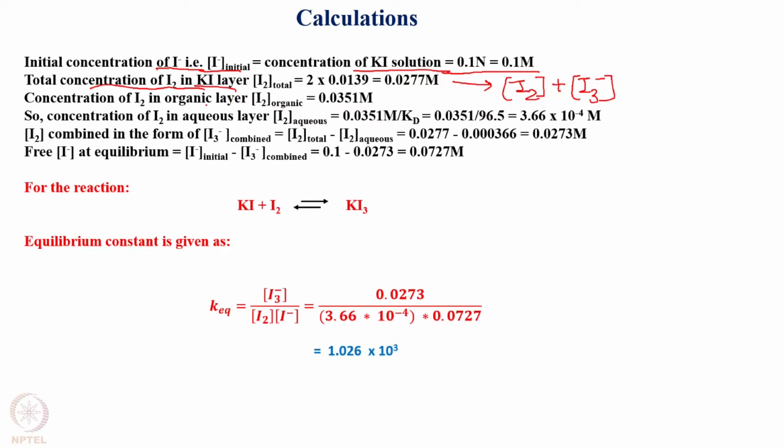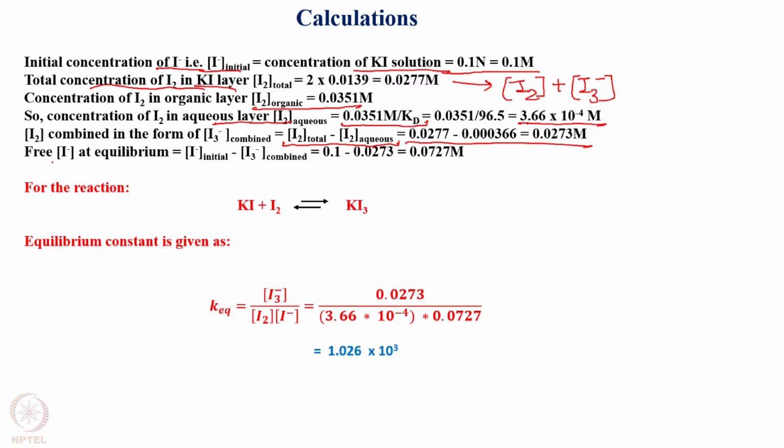After this, we also know the concentration of I2 in the organic layer, which is this. The concentration of iodine in aqueous layer can be calculated because we have the value of partition coefficient which we earlier calculated. So we will be dividing the value of I2 in organic by the partition coefficient so that we obtain the value of iodine in aqueous layer, which turns out to be this. So I2 combined in the form of I3 minus is given by the total iodine concentration minus the I2 present in aqueous layer, which we just calculated.